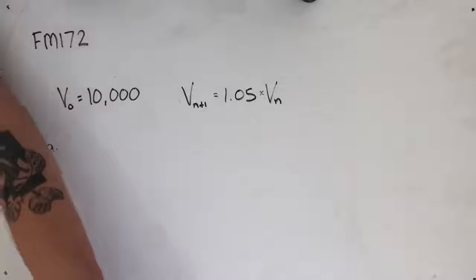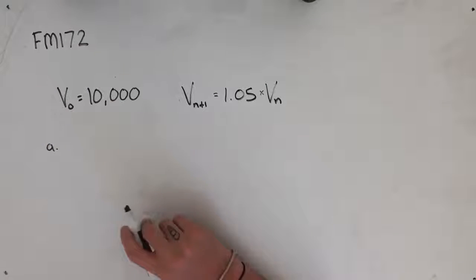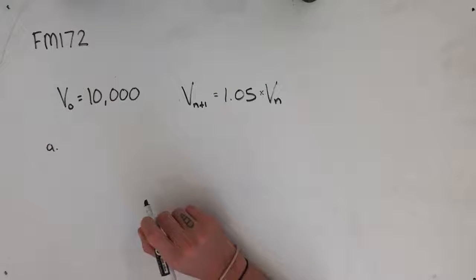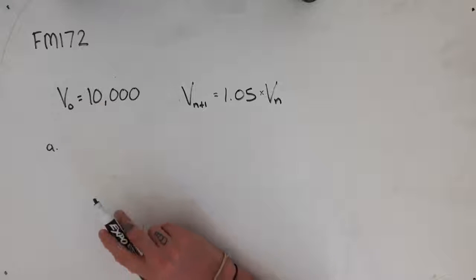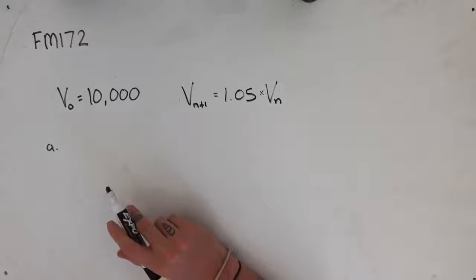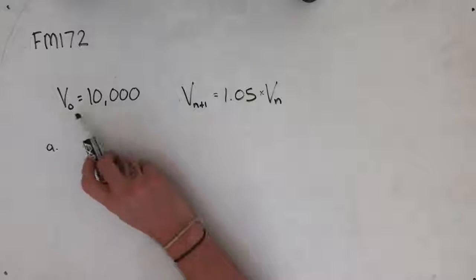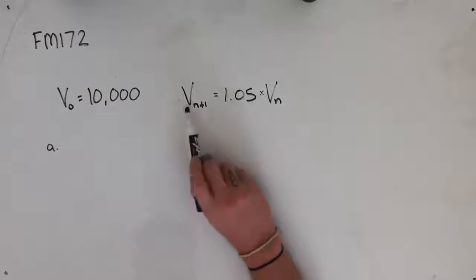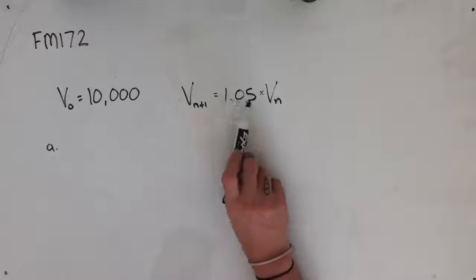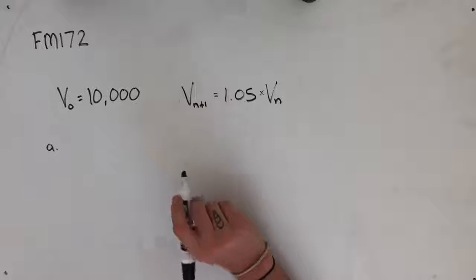Now this question reads, Dylan has opened a savings account to save money to buy his first car. The amount of money in the savings account after n years, Vn, can be modelled by the recurrence relation shown below. And then we're given this recurrence relation: V0 equals 10,000, Vn+1 equals 1.05 times Vn.